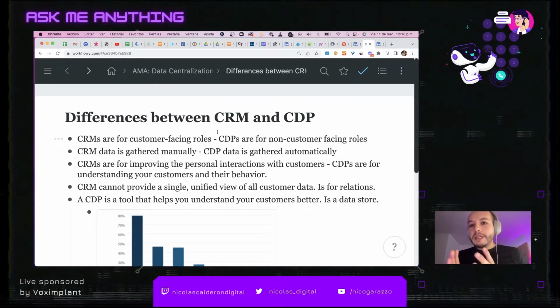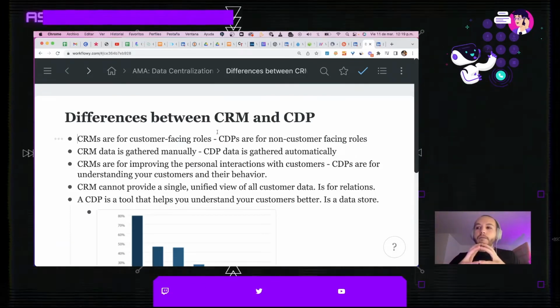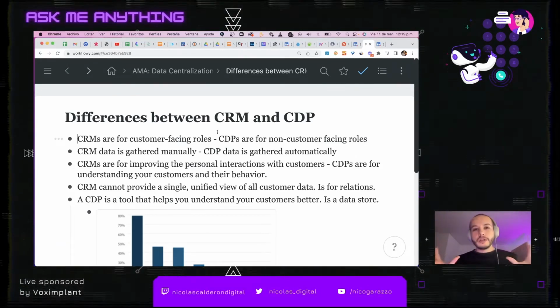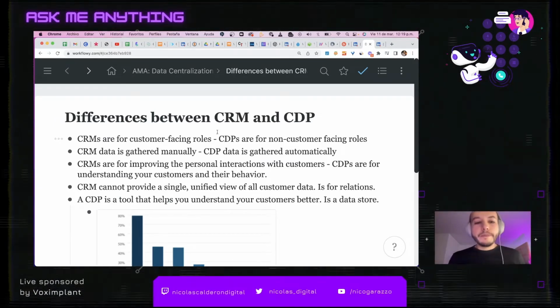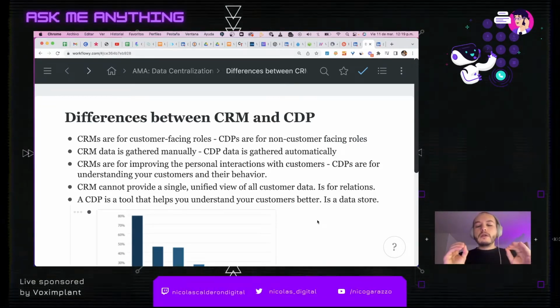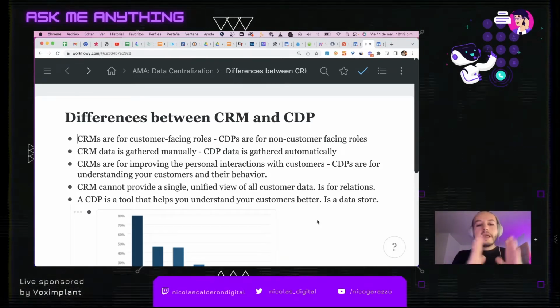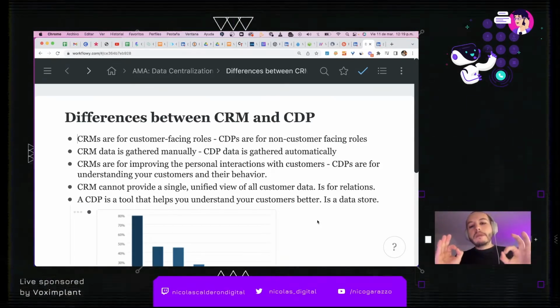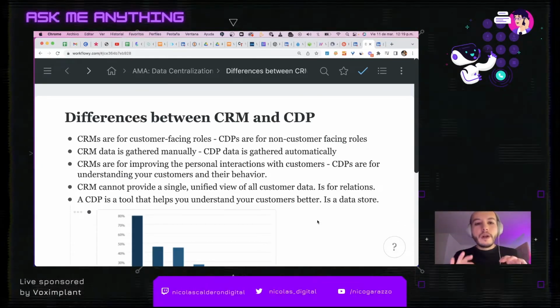And the CDP is more for understanding the insights and having a broader vision of what your customers are doing. Okay. Now, the issue, and this is what I said, the CRM cannot provide a single unified view of all customer data. It's for relations. And the CDP is a tool that helps you understand your customers better. It's a data store. All right.